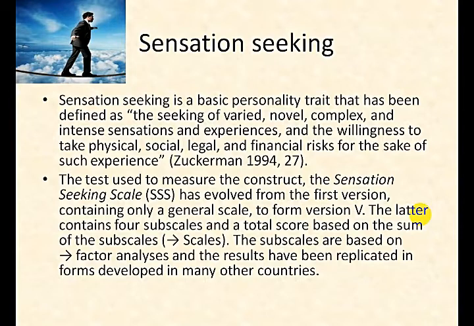The test used to measure the construct, the Sensation Seeking Scale (SSS), has evolved from the first version containing only a general scale to the fifth form. The latter contains 4 subscales and a total score based on the sum of the subscales. These subscales are based on factor analysis and the results have been replicated in forms developed in many other countries.